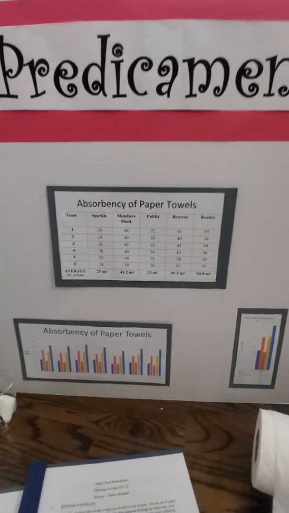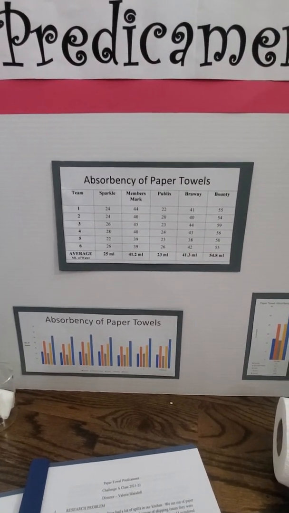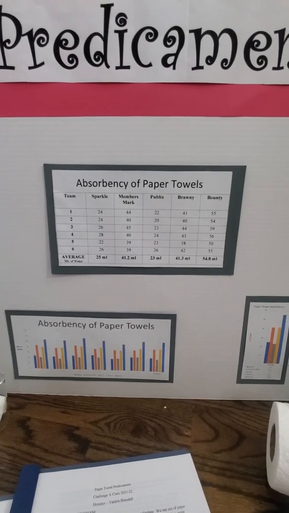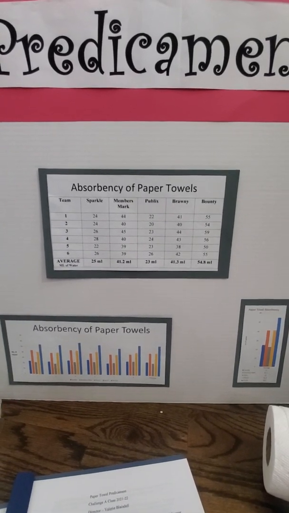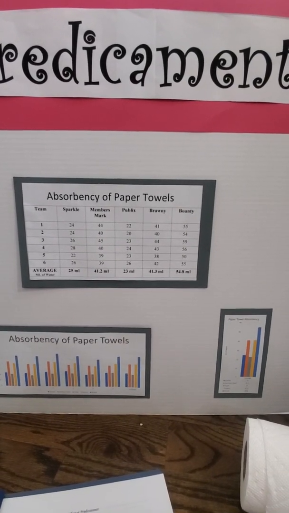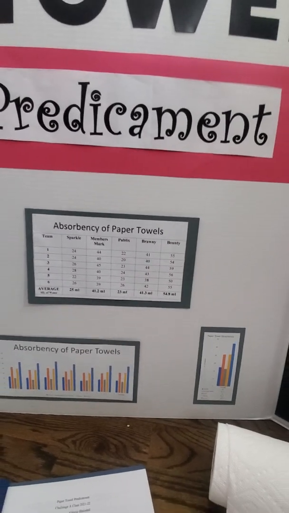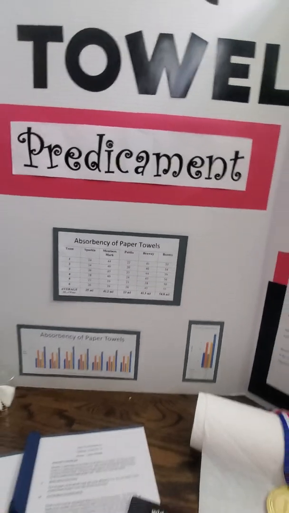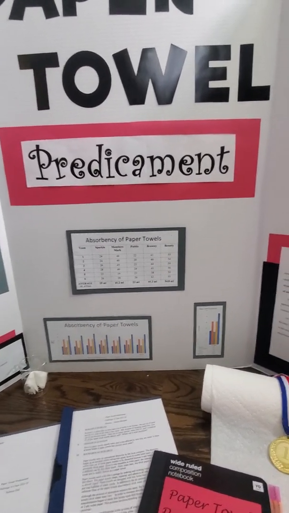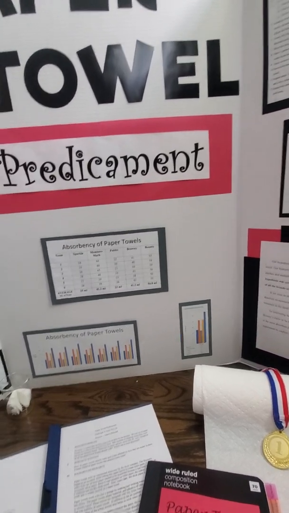Well, our results were quite amazing. When we looked at our averages, we found that on average, Sparkle absorbed 25 milliliters of water. Member's Mark, 41.2 milliliters. Publix, 23 milliliters. Brawny, 41.3 milliliters, and Bounty, 54.8 milliliters of water. What we found was our hypothesis was correct, that Bounty is the most absorbent paper towel. In some cases, double the absorbency.